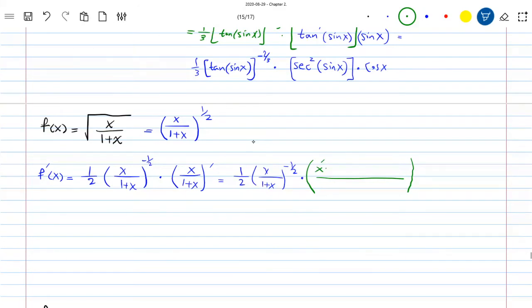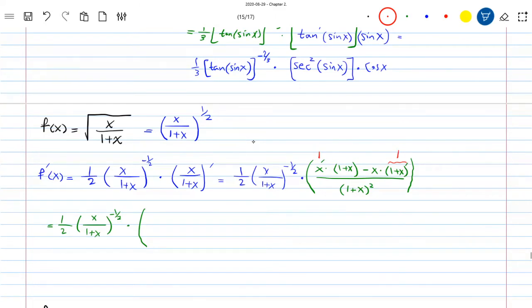Derivative of the numerator multiplied by the denominator, 1 plus x, minus the numerator times derivative of the denominator, 1 plus x derivative. All divided by denominator squared, 1 plus x squared. Again, the first part is still the same, 1/2 x divided by 1 plus x to the power negative 1/2. I can try to simplify it, but that's not my goal at this point. Derivative of x is, here, let me write the derivatives above them. Derivative of x is 1. Derivative of 1 plus x, this is again 1. Derivative of 1 is 0. Derivative of x is 1.